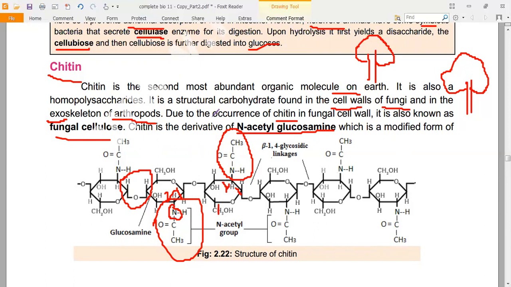So dear students, up to here we have completed our topic of carbohydrates, in which we have seen all three types: monosaccharides, oligosaccharides, and polysaccharides. And in polysaccharides we have seen homopolysaccharides and their structural formulas and how they make the linkages as well.